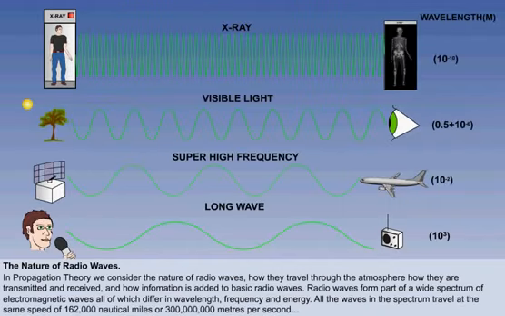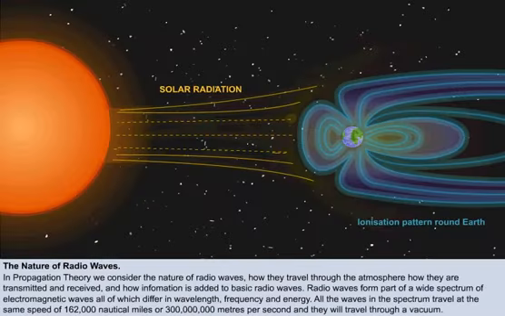Waves within the spectrum have similar characteristics, such as the speed at which they travel, namely 162,000 nautical miles or 300 million meters per second. This is known as the speed of light, but in fact, this is the speed of all forms of electromagnetic radiation. Electromagnetic radiation does not require a material medium and can travel through a vacuum. That is why this form of energy can travel to Earth from the Sun and from outer space.